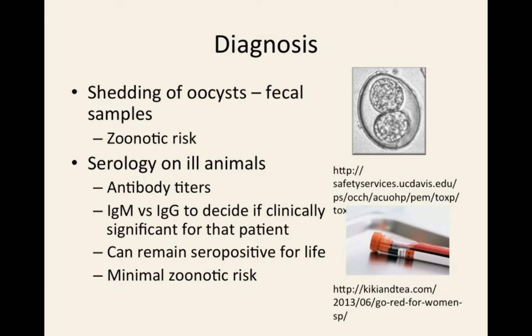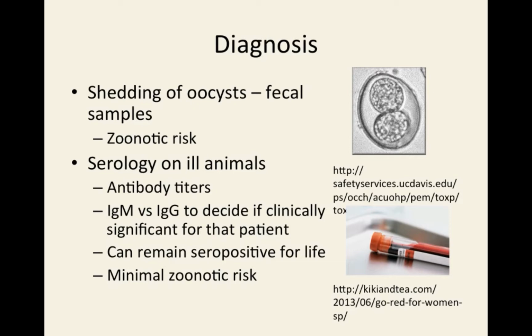And what you're doing is an antibody titer. So you are looking for the body's response to the organism. Now, what's the problem with that? They may have been exposed a long time ago, and so they're just positive, and it's not a problem. Or they may have been exposed recently, and it is a problem. And those can be really hard to distinguish.